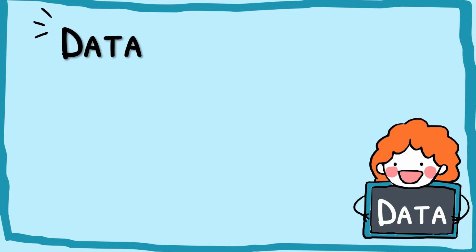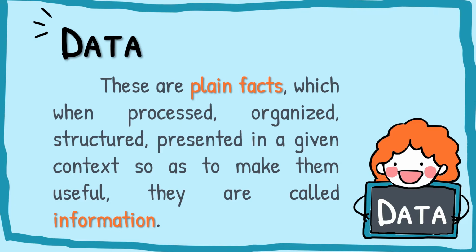Then what do we mean by data? These are plain facts which, when processed, organized, structured, and presented in a given context so as to make them useful, are called information. As defined by Burns and Grove of 2005, these are pieces of information that are collected during a study. These are facts, observations, or experiences that you have gathered from the source of information.